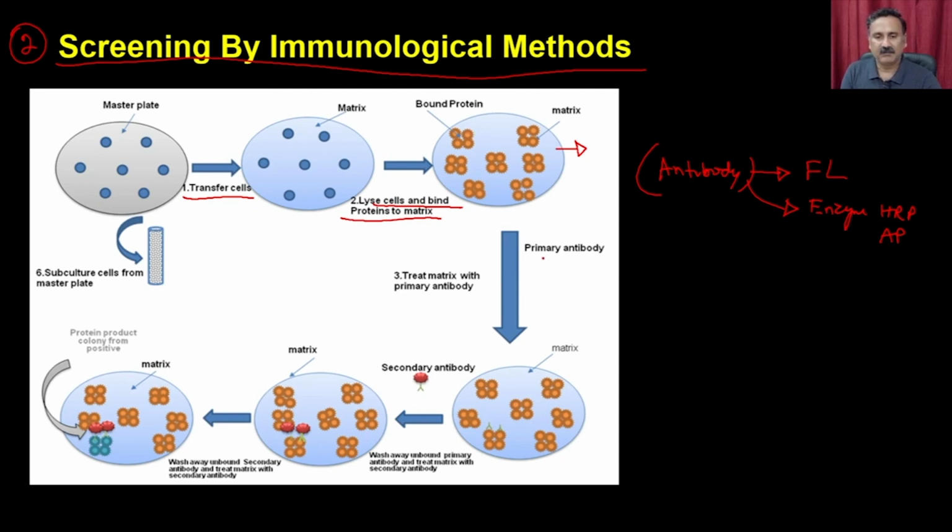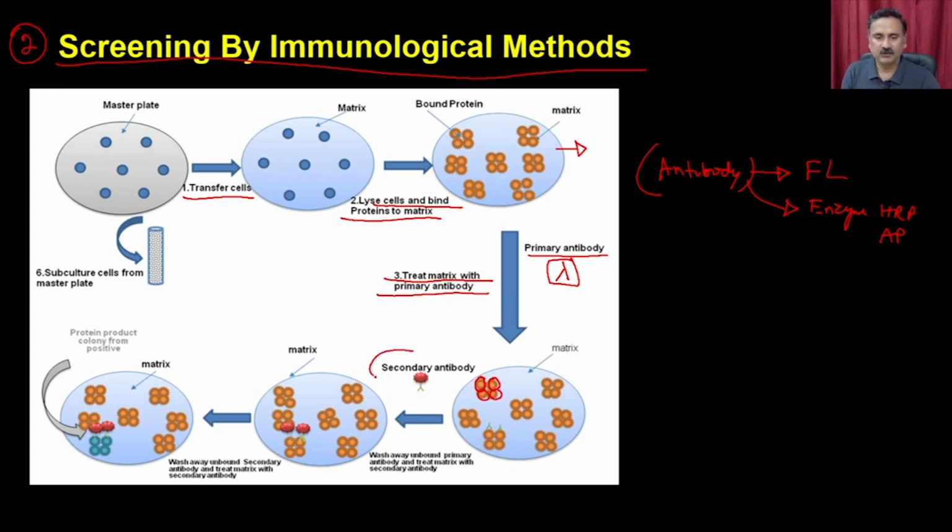Once that is done, you add the primary antibodies. The primary antibody will go and bind to the sites wherever you have the antigen of interest. You treat the matrix with the primary antibody, and the primary antibody is going to bind the proteins present within the cell.